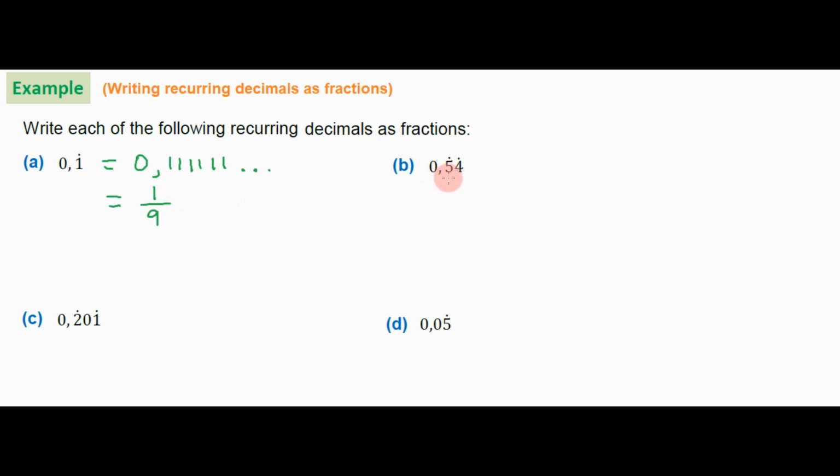Then in B, we have 0.54 recurring. This is 0.54, 54, 54, etc. Here, we have 2 digits behind the comma recurring. So we're going to divide 54 by 2 nines. In other words, by 99. We can simplify this. 9 into 54 goes 6 times. And into 99, 11 times.